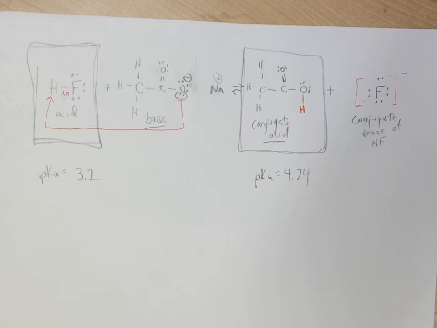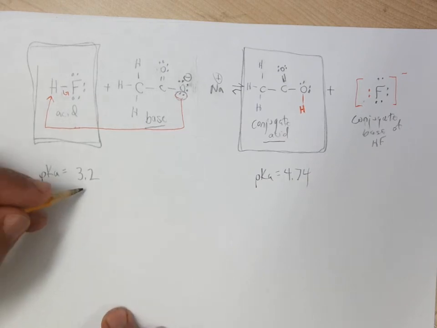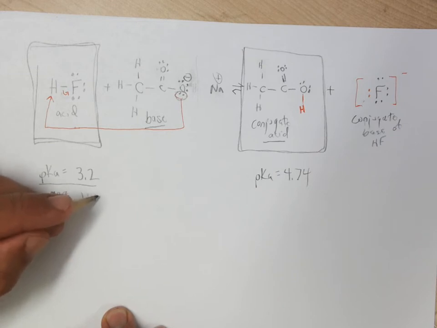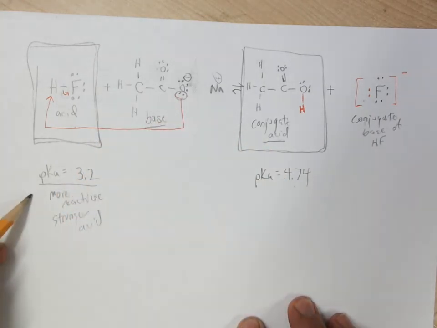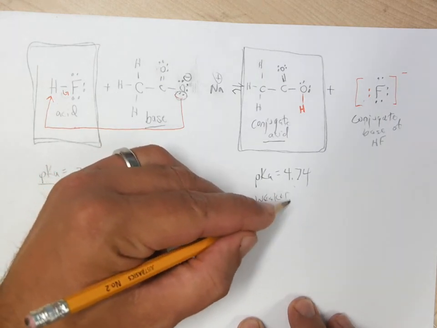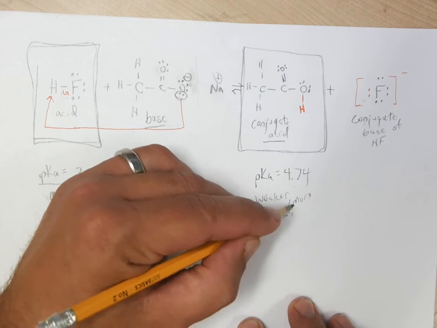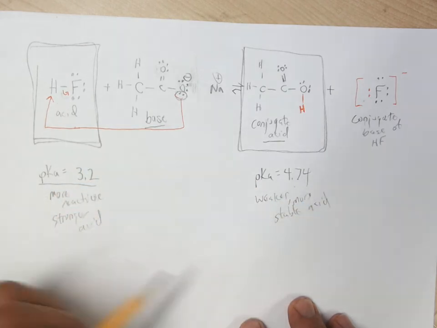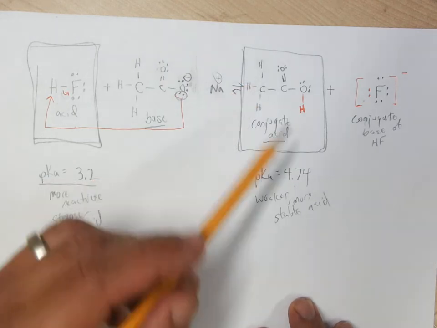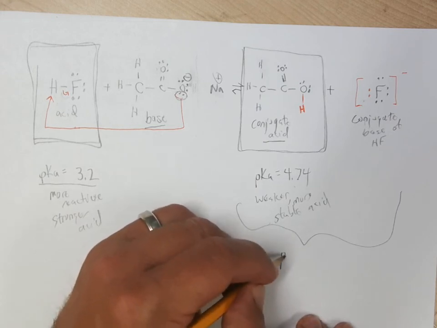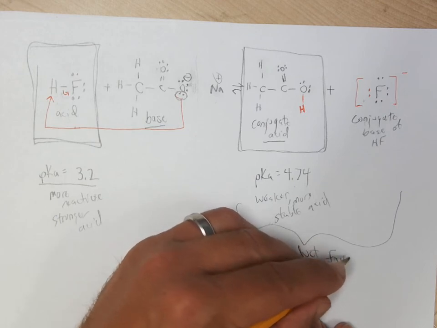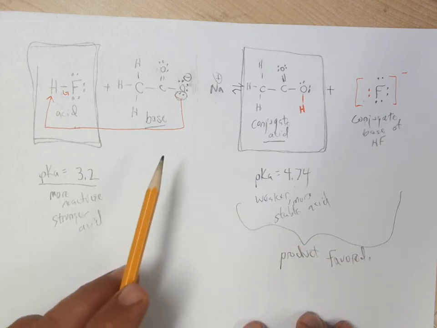But now if I look at the pKa's, the pKa of 3.2 means this is the more reactive or stronger acid, and pKa of 4.74 means relative to this one, that's the weaker, more stable acid. So in evaluating the strengths of the acids, we find that the products are more stable. So the more stable acid is in the products, so this reaction is going to be product favored, and the reaction will proceed.